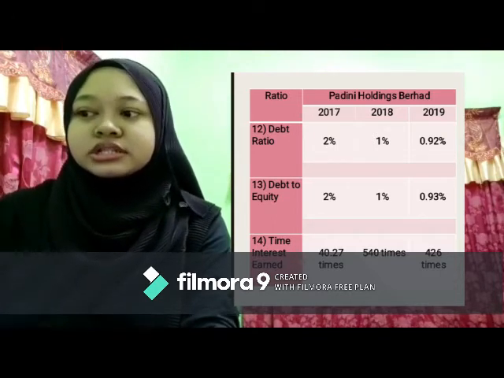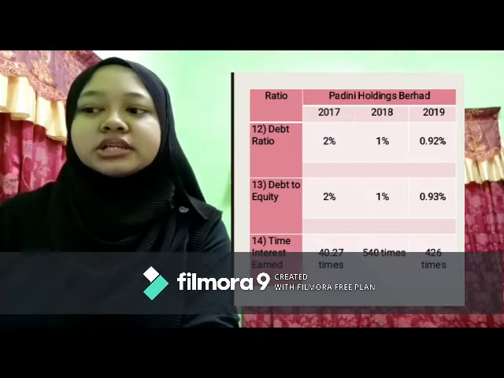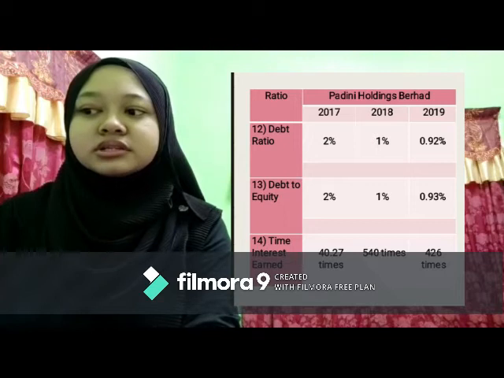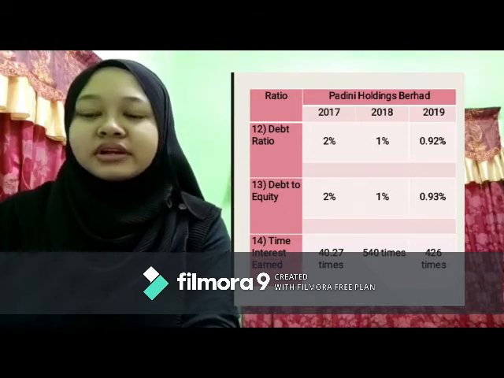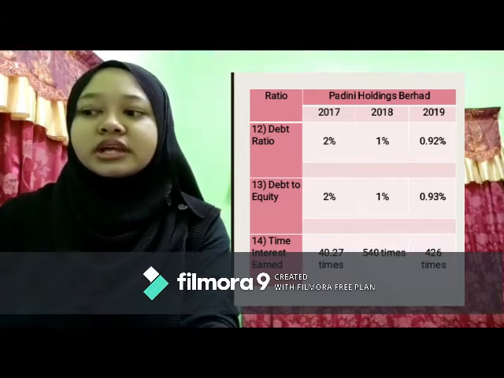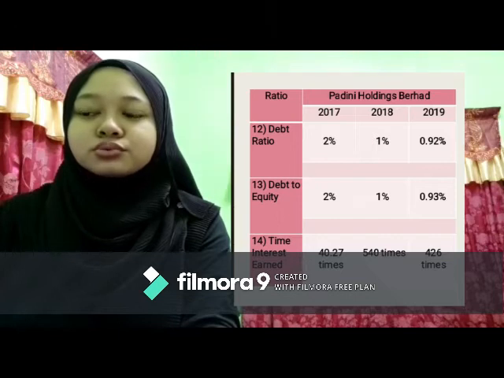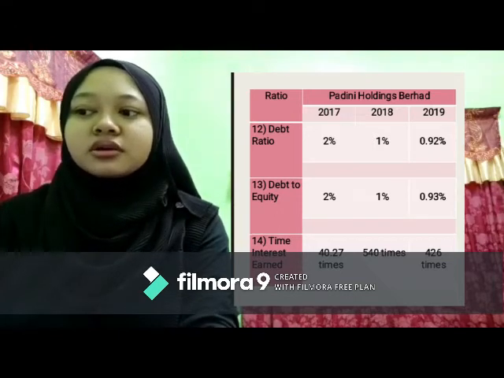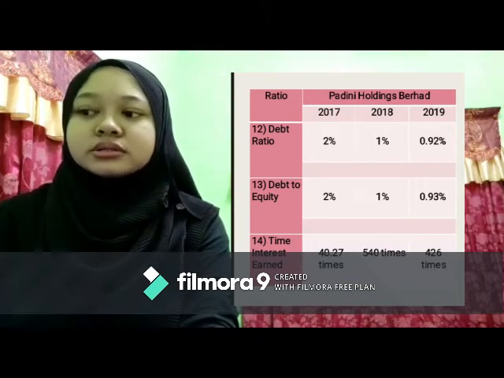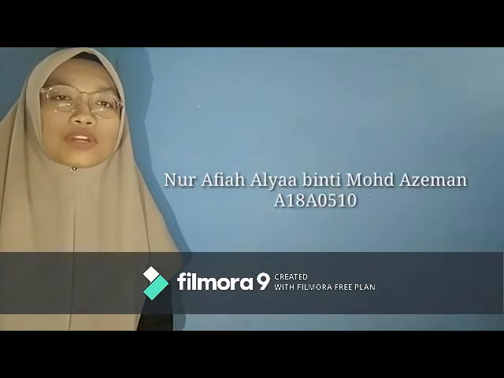And last, times interest earned. It shows that 2018 is the best for Padini in terms of times interest earned, at 540 times, compared to 2019 and 2017 with 426 times and 0.27 times respectively.